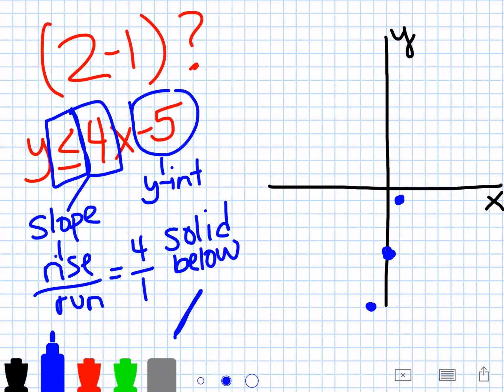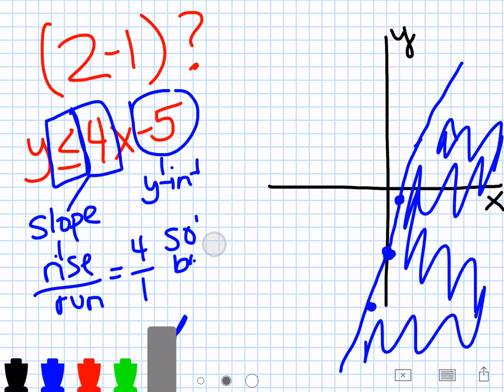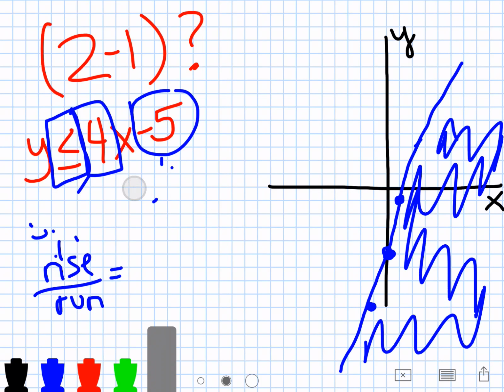It says I should make my line solid because of my symbol of or equal to. So I'm going to connect my points right there. And I'm going to be shading below the graph because it says less than. So anything in this section over here should give me a true statement. That's what that means. From there, I have two ways to check this test point. I can graph it like I just did, and I can plot that point.